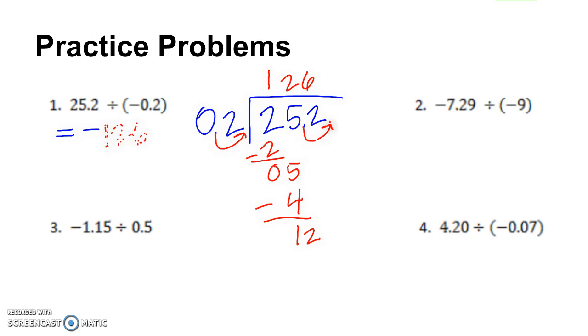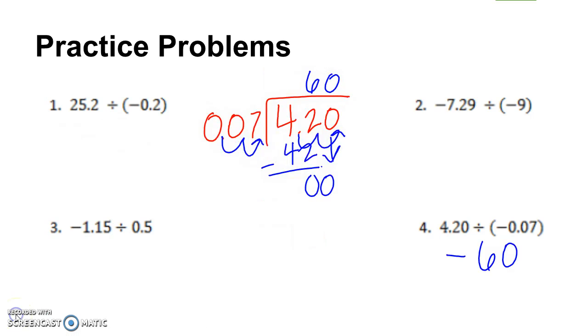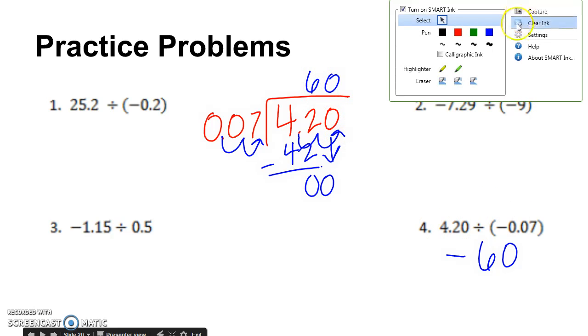Okay? Try one now. Try number 4, and we'll make that the last one we do. Hit pause, try it on your own, and then hit play to check your answer. All right, so when we scoot our decimal over twice, we end up getting 60, and the signs are different, so it's negative 60.